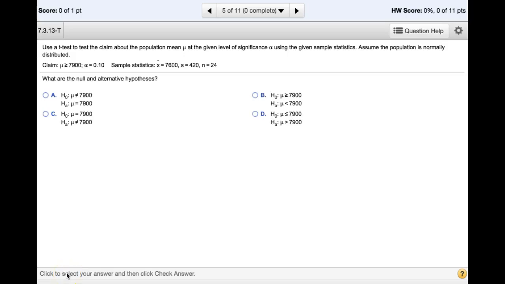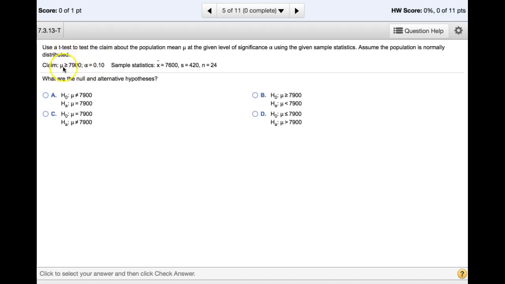This video will be about how to perform a hypothesis test using a t-distribution where we have a summary of data. So we see here in starting off that our claim is that our population mean, whatever it is, is at least 7,900 with a level of significance of 0.10, meaning that we have about 90% confidence in this claim.